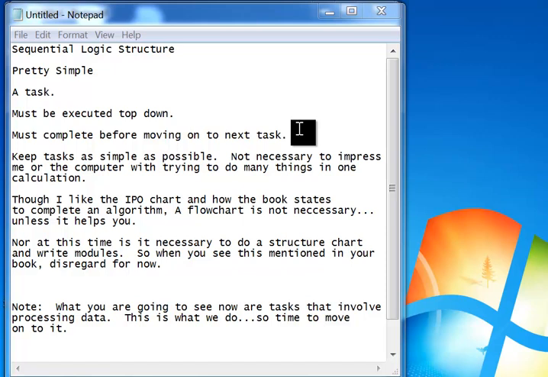Also, what your book does, and I mentioned this in some of my instructions, I want to get this out of the way now.